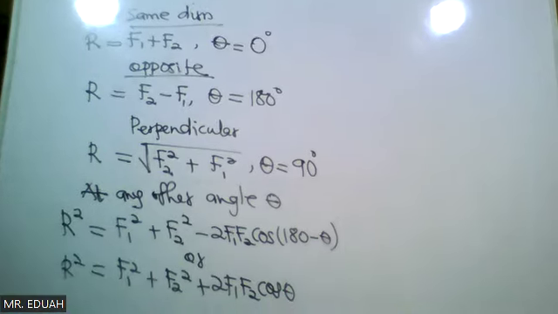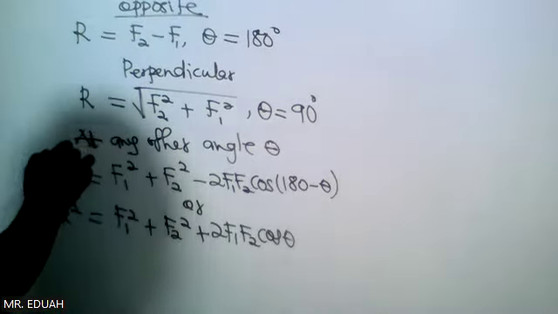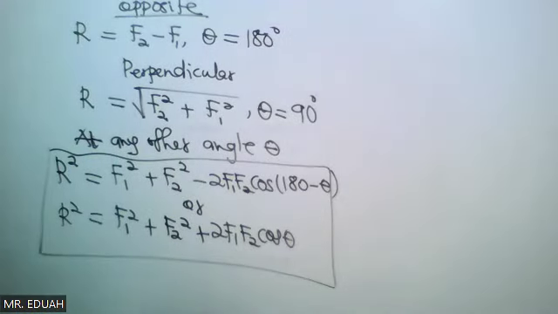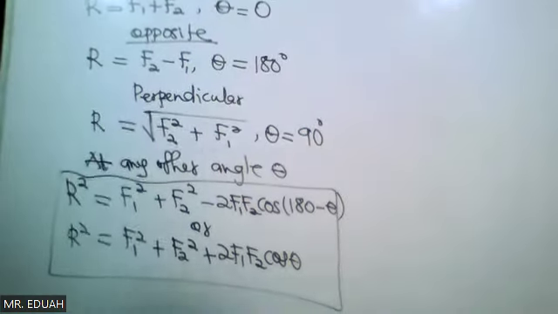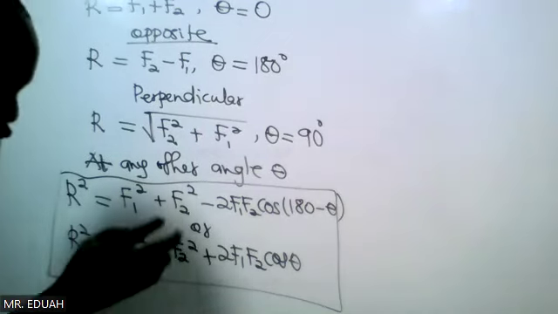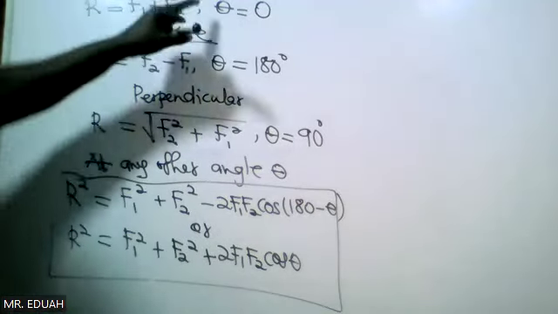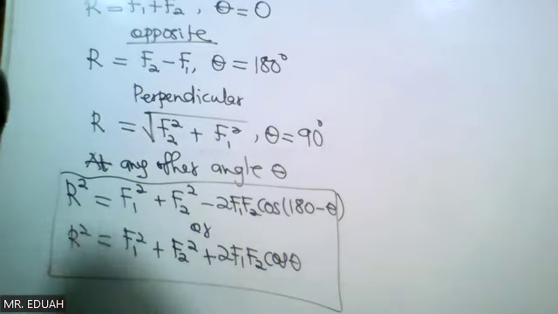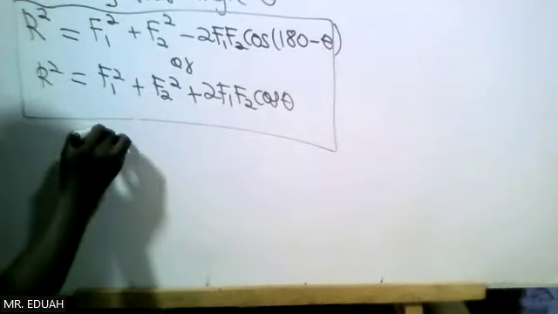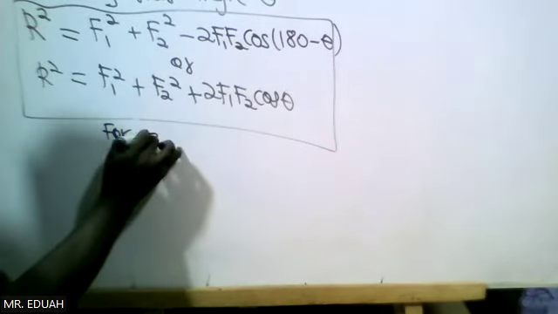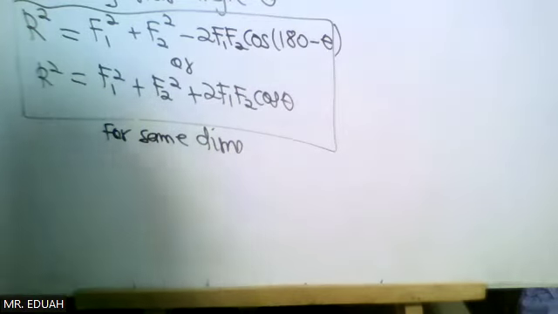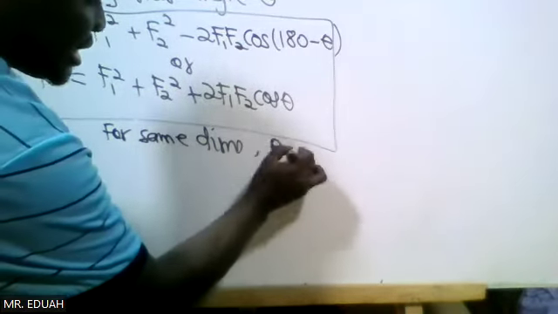Now, the cosine rule applies to all angles, whether the two forces are in the same direction or in opposite directions. Let's apply the cosine rule to test same direction and opposite direction. For same directions of forces, limited to two forces, we said theta is 0.